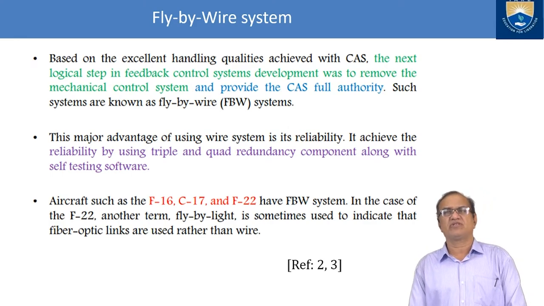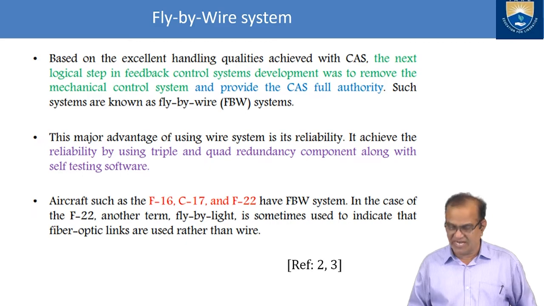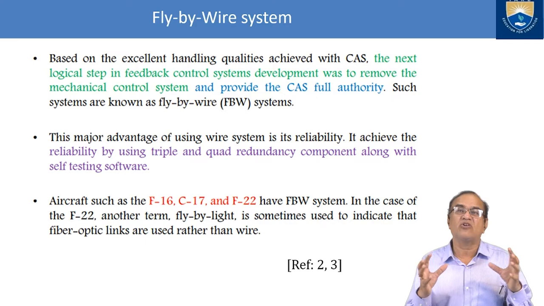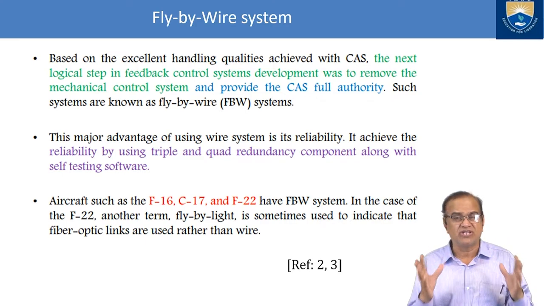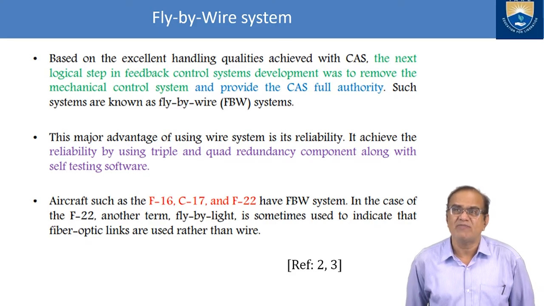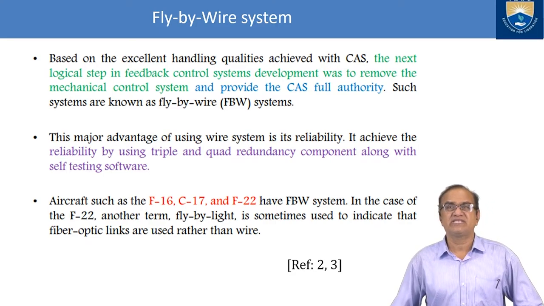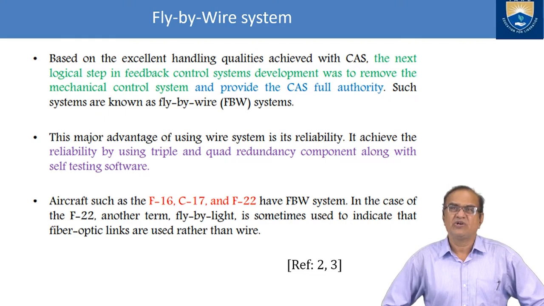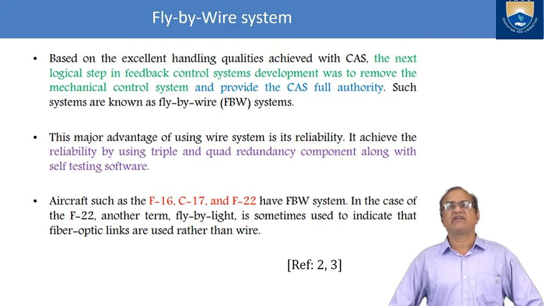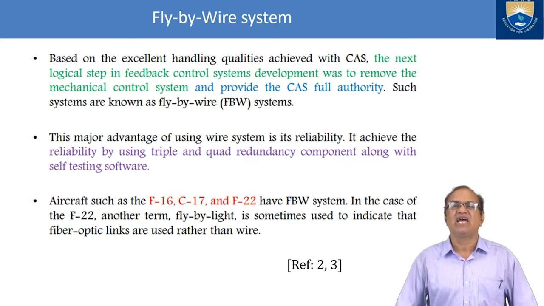Next, I am going to talk about the fly-by-wire. So we have seen that SAS, CAS and the fly-by-wire are under the inner loop system. Out of these three things, we have discussed two, and this is the third thing, the fly-by-wire system. It was introduced very recently, in the last 20 to 30 years, and it has made a tremendous improvement in aircraft performance and handling quality, and the stability and control of the aircraft have been tremendously improved.